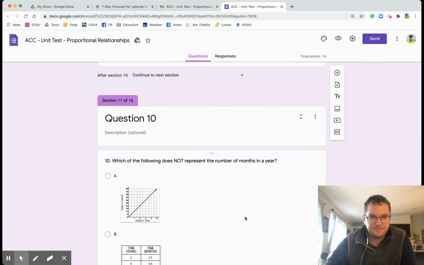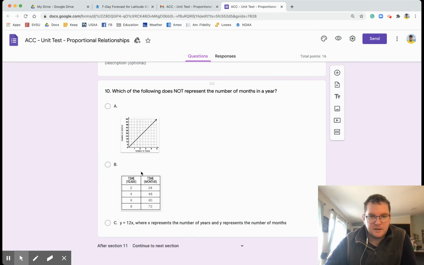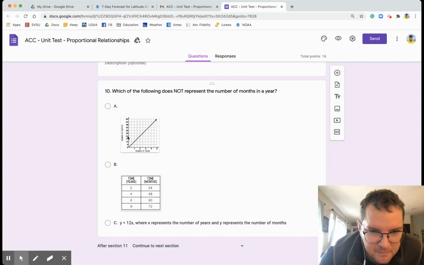Question 10. Which of the following does not represent the number of months in a year? So you'd have to look at these. Which one does not represent? So A would be, if you're looking at this graph, it's kind of small on my page. Maybe it's a little bigger on yours, but this is saying number of years. So 1, it's 12, so that's correct. 2 years, 24. Yep, that's totally correct. This is saying in years. 2, 24.